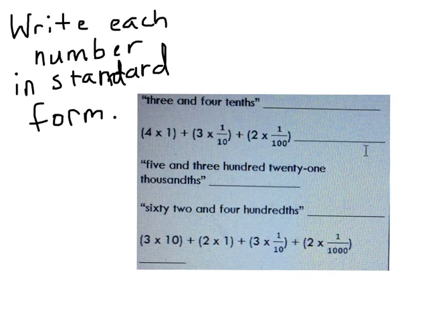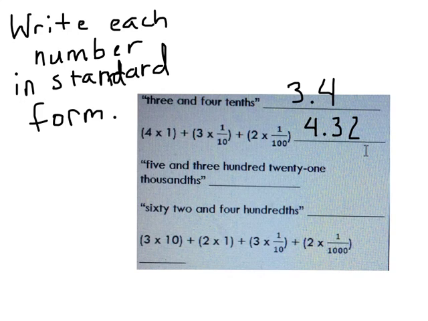Now let's try several. Write each number in standard form. 3 and 4/10. That's just 3.4. 4 times 1 plus 3 times 1/10 plus 2 times 1/100. Well, 4 is in the ones place, 3 is in the tenths place, 2 is in the hundredths place.